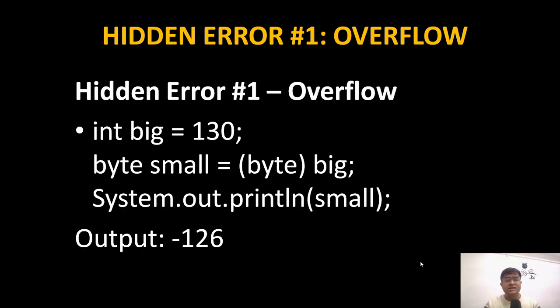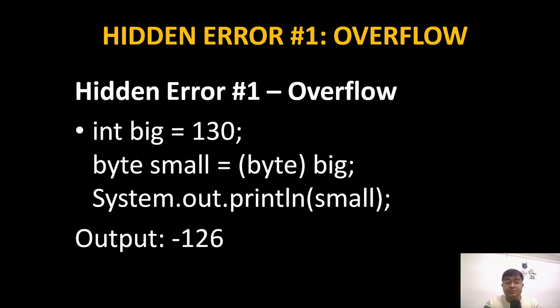Now there are some hidden overflows that you must be knowing, but you might have encountered some of them. This is where the beginners panic, right? Now let's say you have some number, int big equal to 130, and you are converting it into small, that is a byte. And if you see the output, it comes out to be minus 126, right?